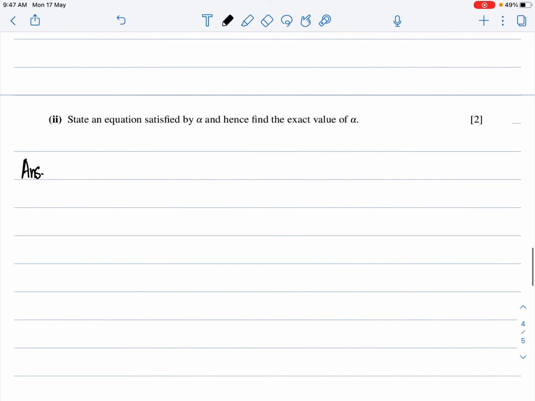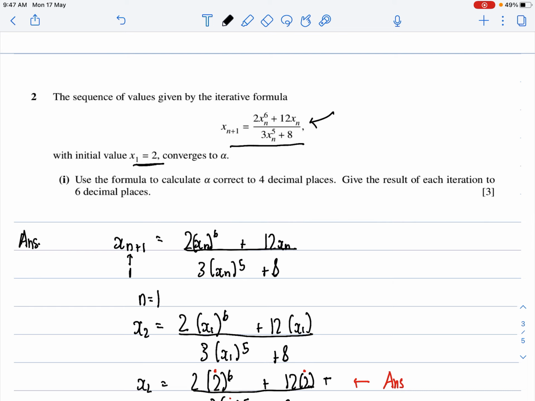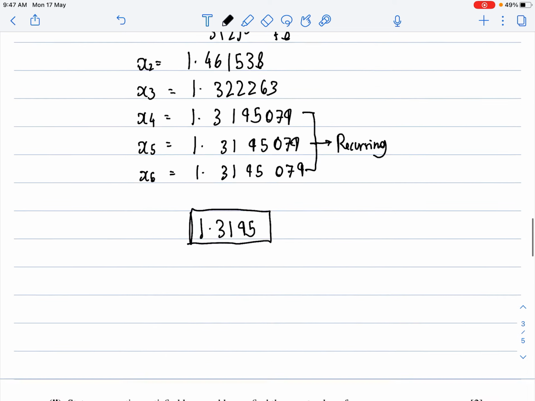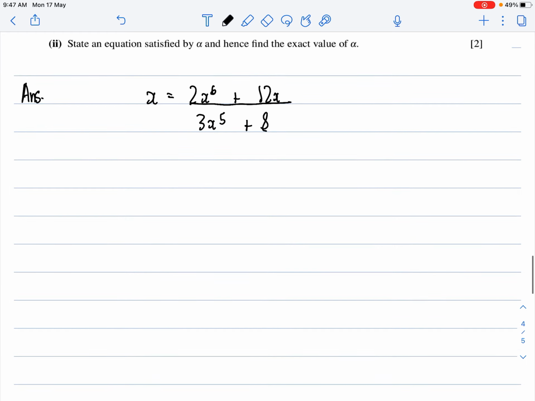Now, state an equation satisfied by alpha and hence find the exact value of alpha. So now what you need to do is, your iterative formula is this. So just write this iterative formula without the n's. Something like this. Now I know my alpha is simply alpha equals 2 alpha raised to 6 plus 12 into alpha over 3 alpha raised to 5 plus 8.